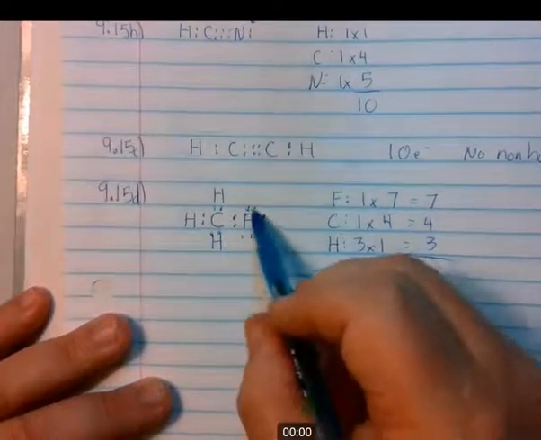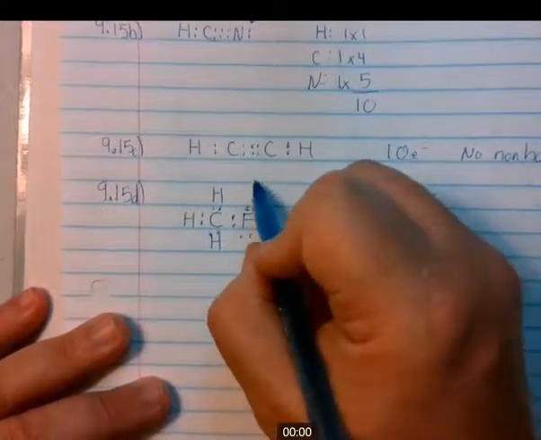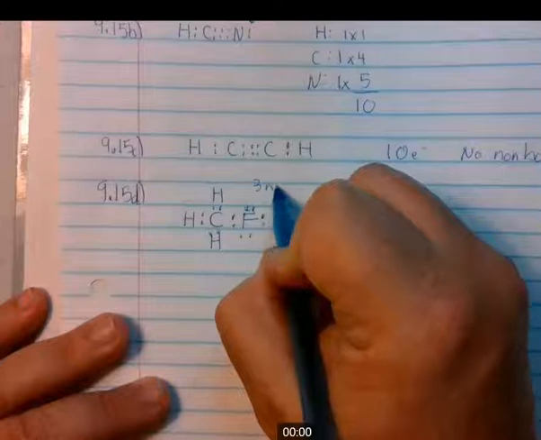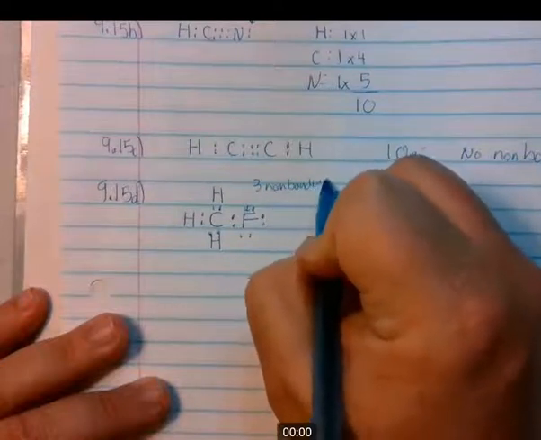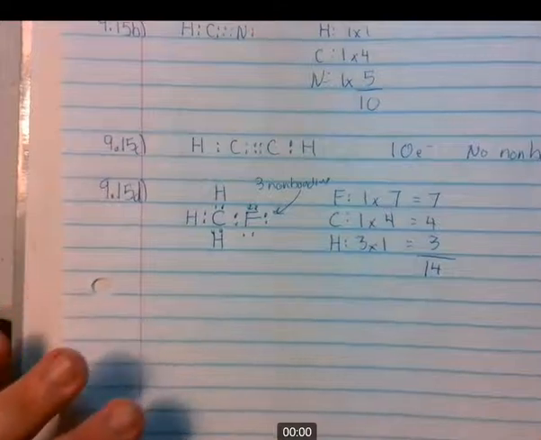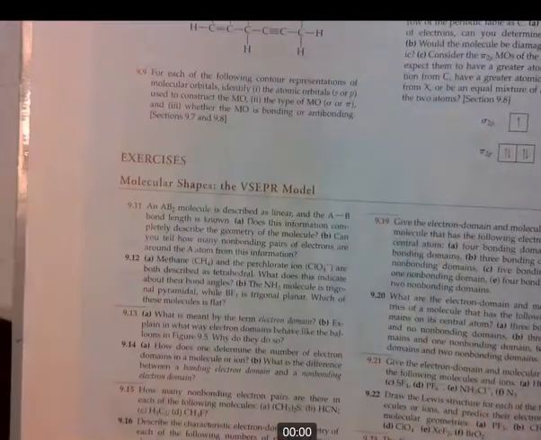Okay, so it has 1, 2, 3. Since they're counting them on the terminal atoms, it's 3 non-bonding. Right there. Okay, and that's it.